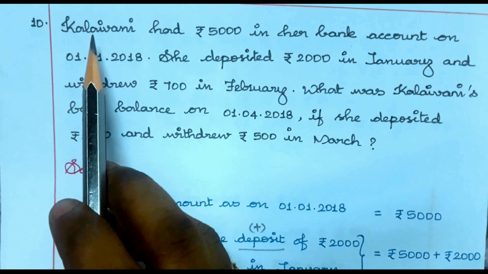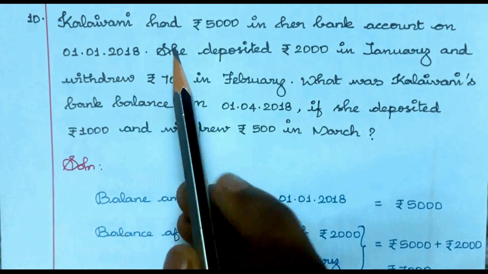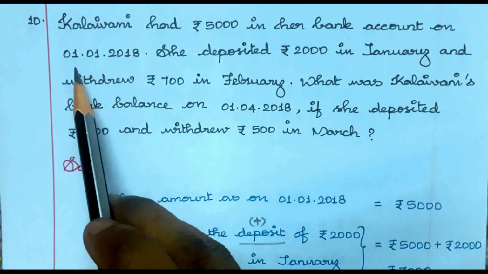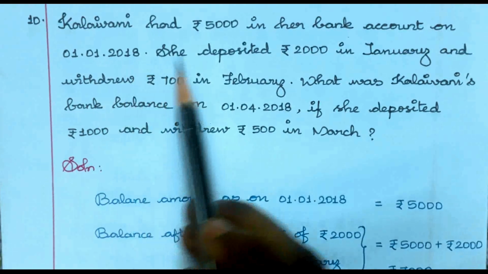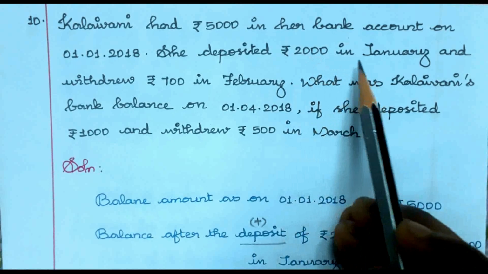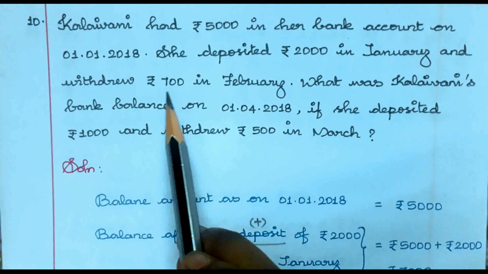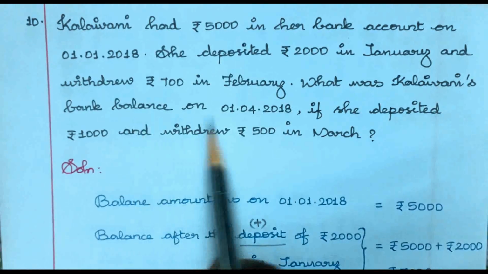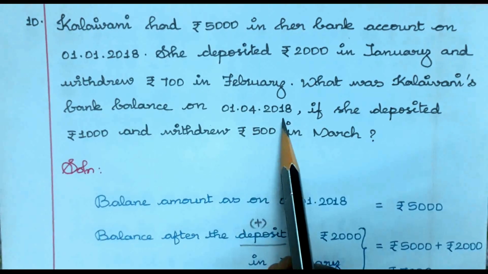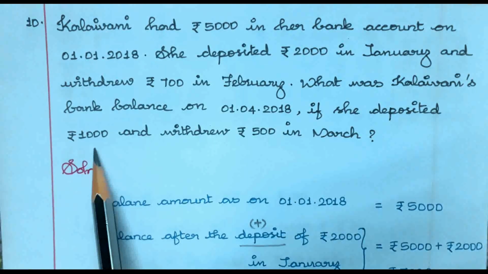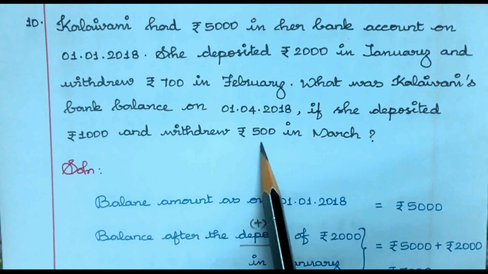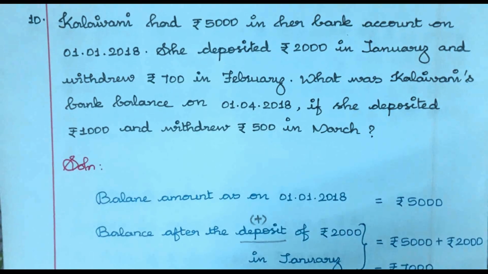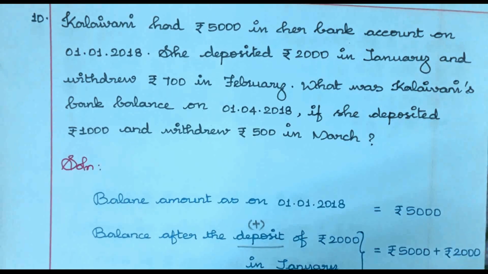The question goes in this way: Kalaivani had rupees 5,000 in her bank account on 1st January 2018. She deposited rupees 2,000 in January and withdrew rupees 700 in February. What was Kalaivani's bank balance on 1st April of 2018 if she deposited rupees 1,000 and withdrew rupees 500 in March? Okay. In the question, it is clear that there is a person named Kalaivani.